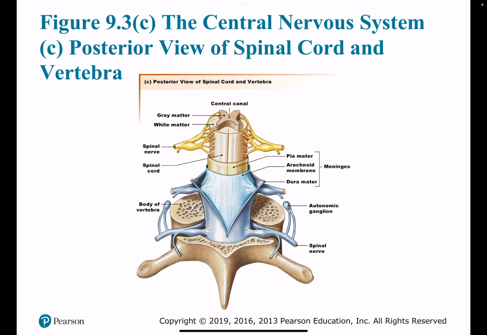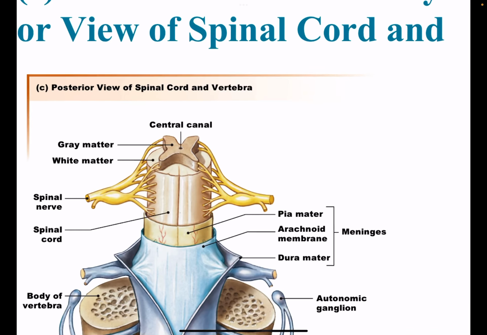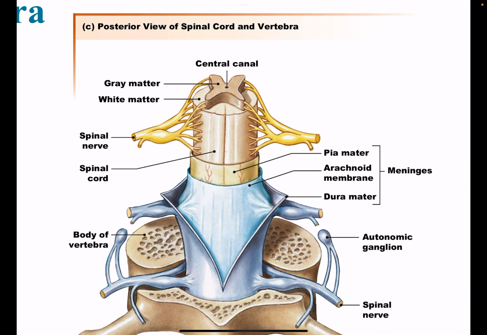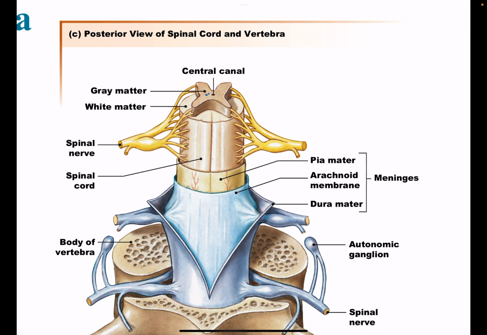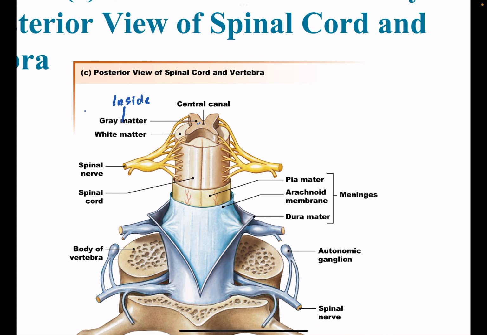This is a cross-section of the spinal cord. So there are a number of things to point out in this slide. You can see that we've got gray matter more on the inside. White matter is more on the outside.